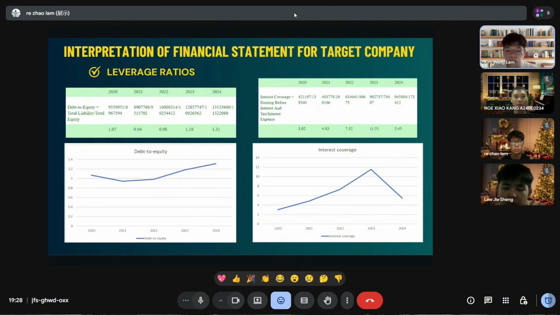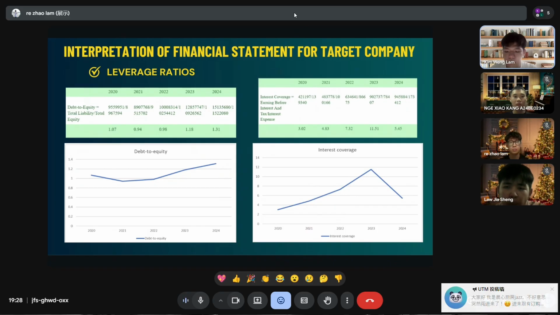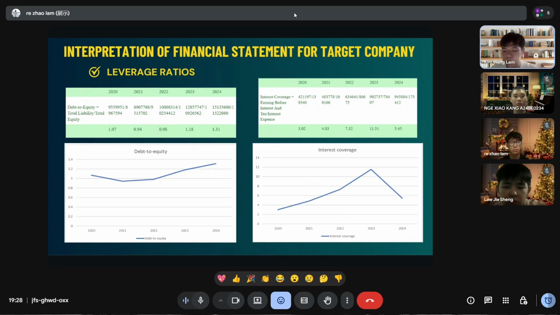Lastly, we assess the company's financial risk. The target company's debt to equity ratio declined to 0.94 in 2021, showing conservative financing during the pandemic period. However, it increased steadily to 1.31 in 2024, indicating higher reliance on debt to fund new infrastructure and engineering projects.